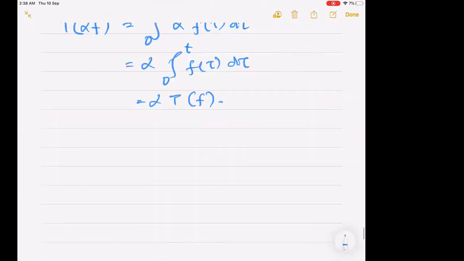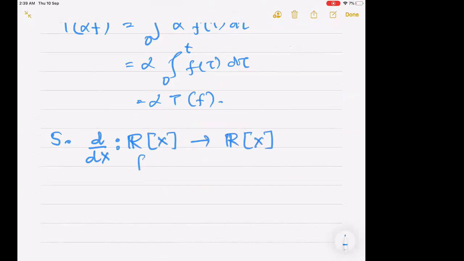Similarly, number 5, we can define this map d dx from, say, R x polynomials to R x polynomials. This is also linear. This sends a polynomial f of x to df dx. This is a linear map. Once again, you can go ahead and check this. So these are all examples of linear maps.